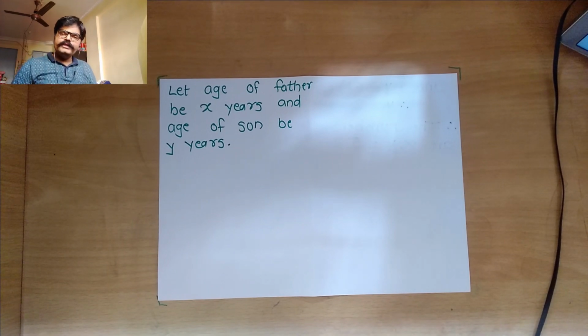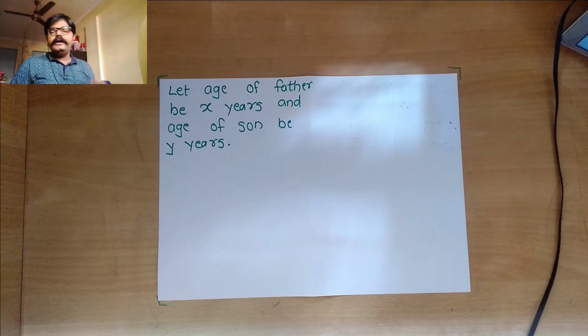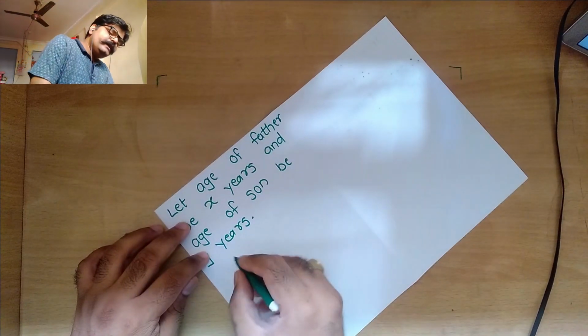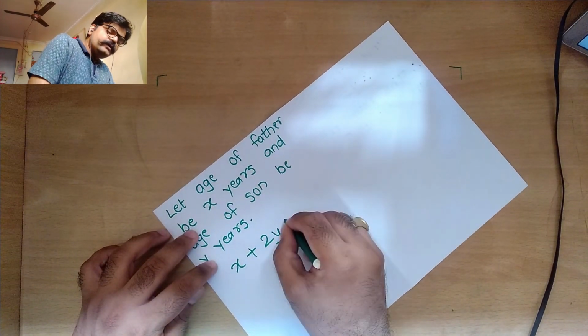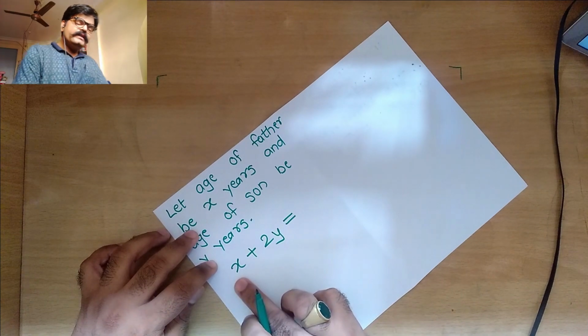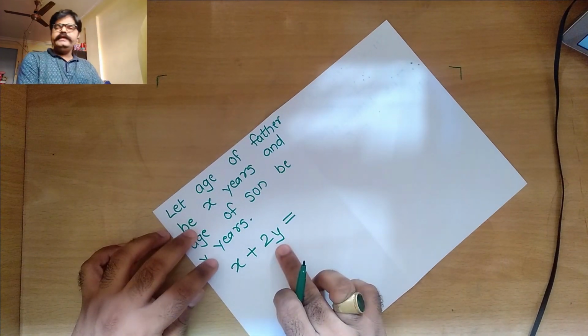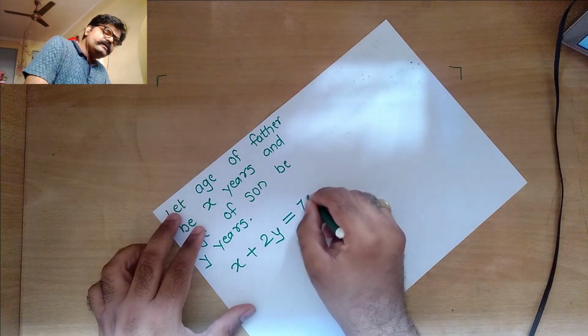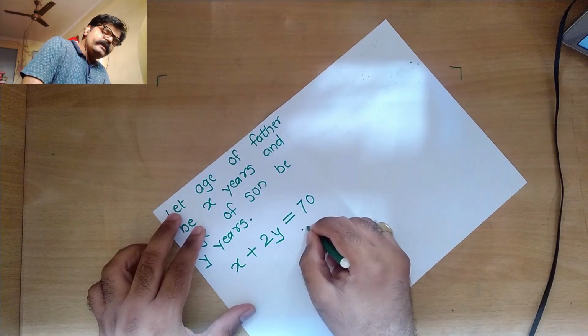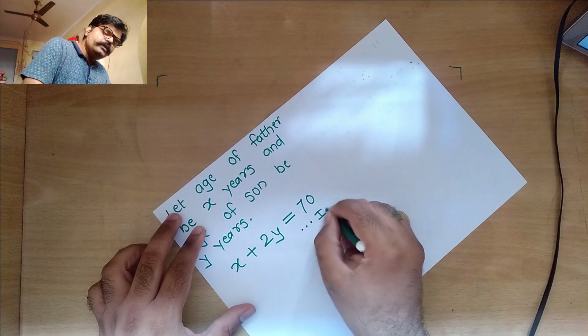Now what they have to say over here is that the sum of father's age and twice the age of the son, that means x plus 2y, is 70 years. Let us call this equation number 1.